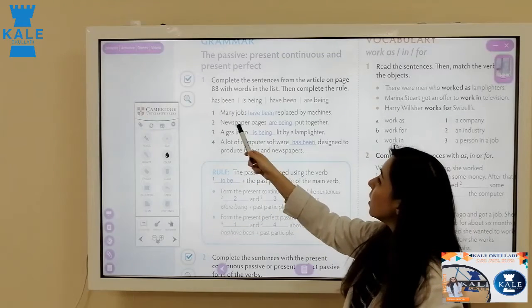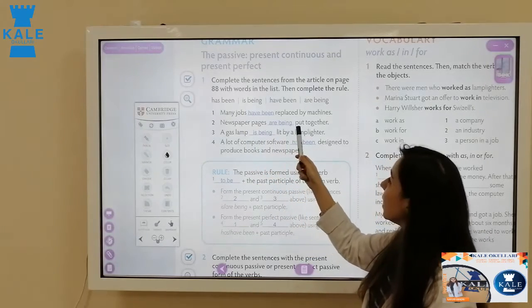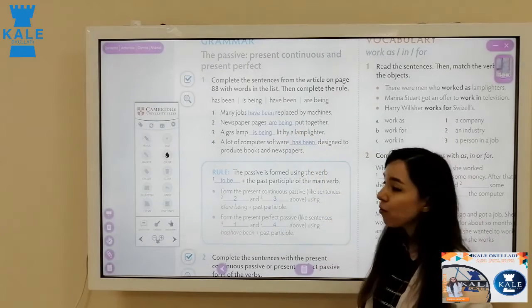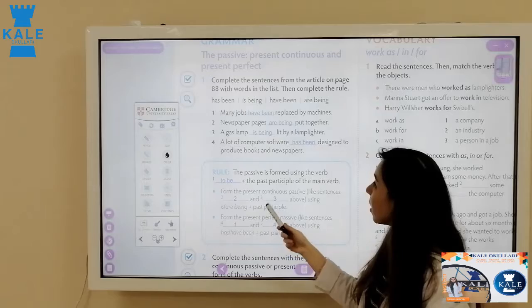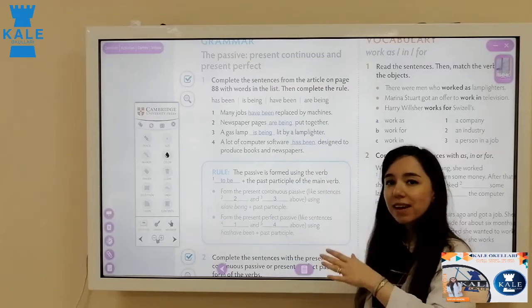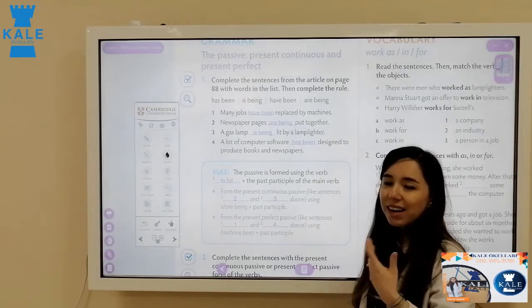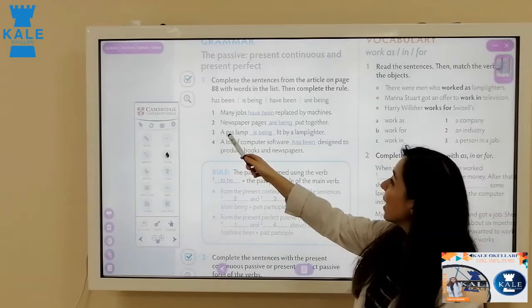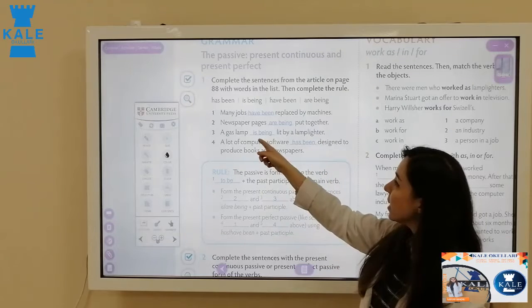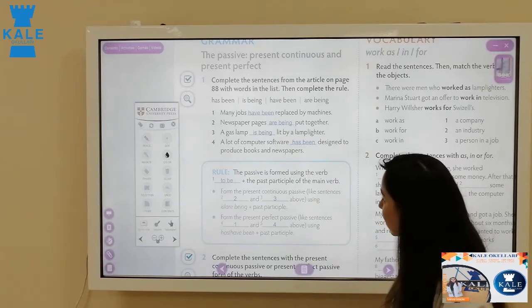But number 2, newspaper pages are being put together. Are being plus our verb. Yes, like here, are being plus past participle. You know that the past participle of put is the same, put. It's an exception. And a gas lamp is being lighted by a lamplighter. Again, is, being, and past participle.